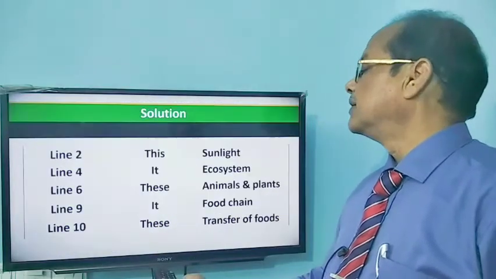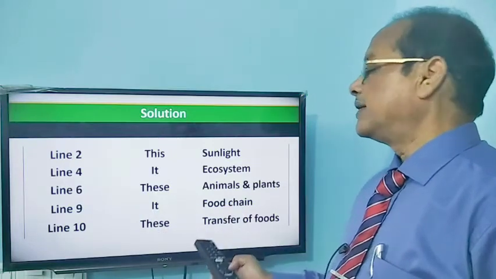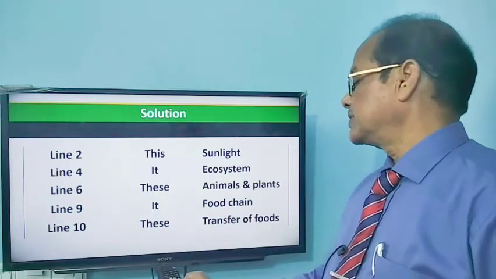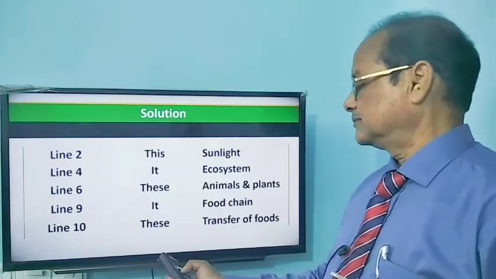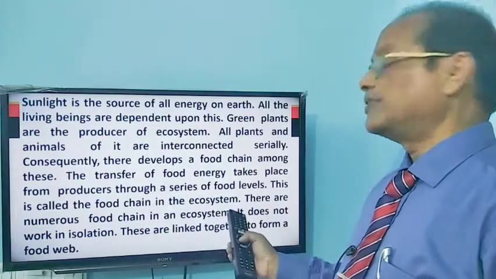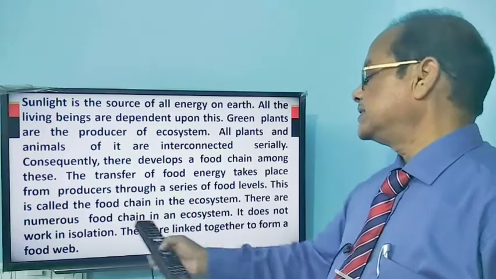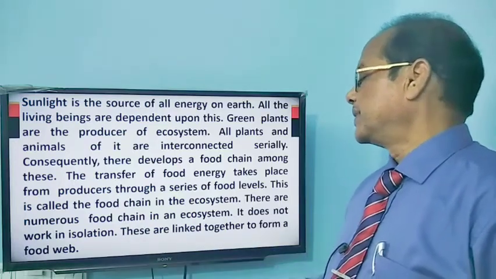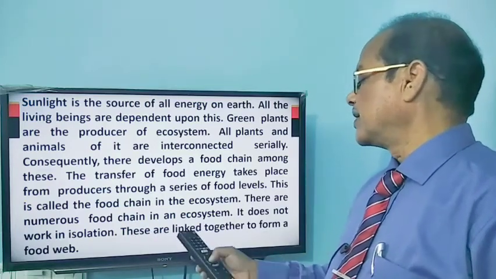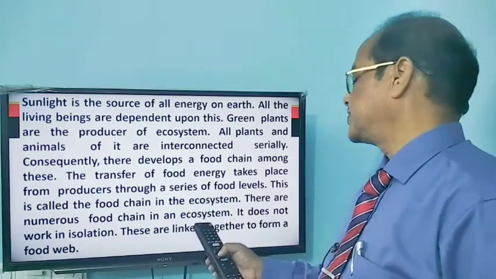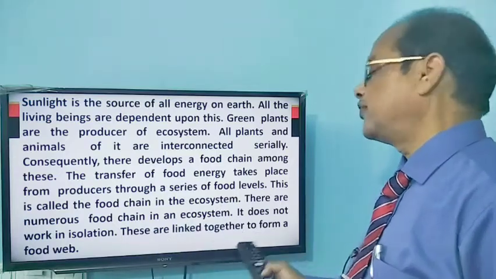So you see line number 8, food chain does not work in isolation. এই যে খাদ্য শৃঙ্খলা এককভাবে তৈরি হয় না। তাহলে আমরা ইটের পরিবর্তে দেব ফুড চেইন। Food chain does not work in isolation. These are linked together, এই যে দিজ প্রোনাউন, এখানে আমরা অস্পষ্টতা পাচ্ছি। These are linked together মানে এইগুলো একত্রিতভাবে একে অপরের সাথে সংযুক্ত। Linked মানে সংযুক্ত, together মানে একত্রে। These are linked together to form a food web.